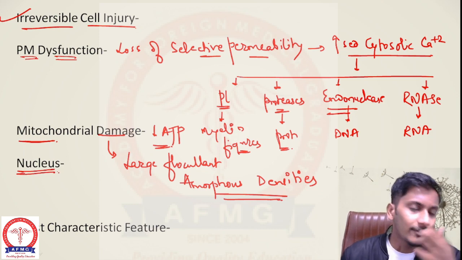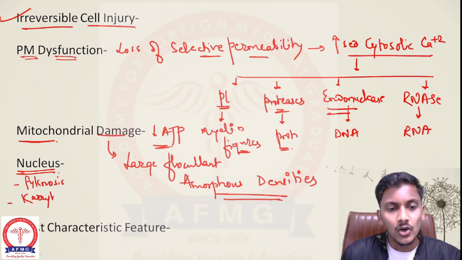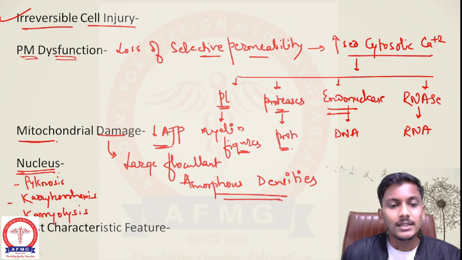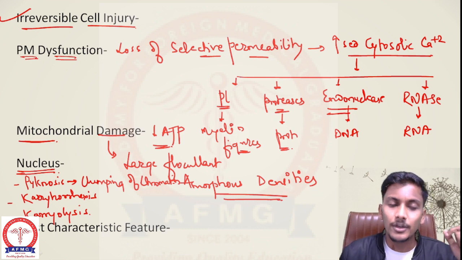Now we'll see the changes in the nucleus. In cases of irreversible cell injury, the different features seen are pycnosis, the second one karyorrhexis, and the last one karyolysis. So please remember, what happens in pycnosis? There is clumping of chromatin. First of all, the first feature that occurs in the nucleus is clumping of chromatin. That is known as pycnosis.